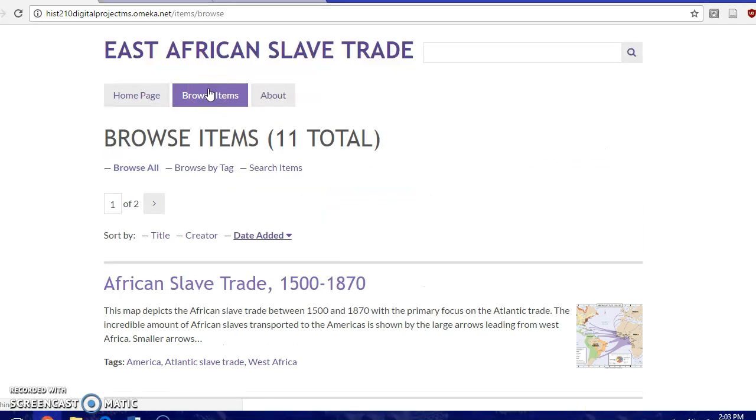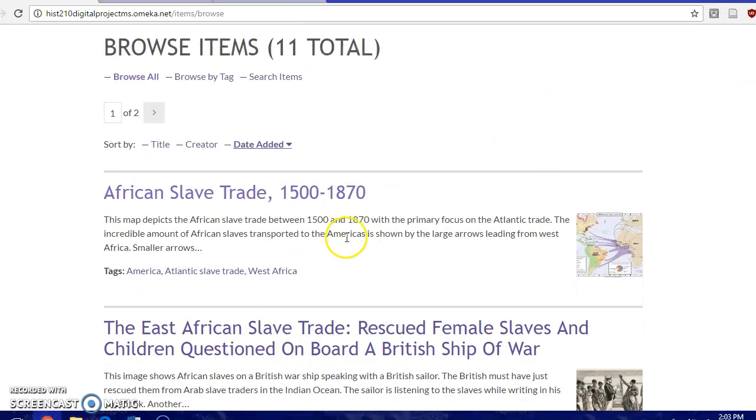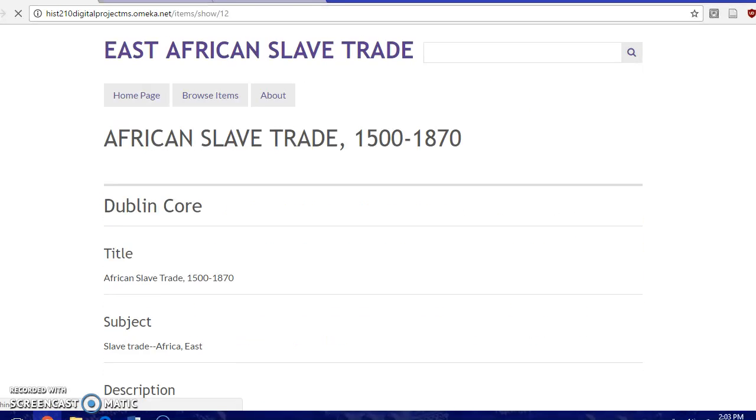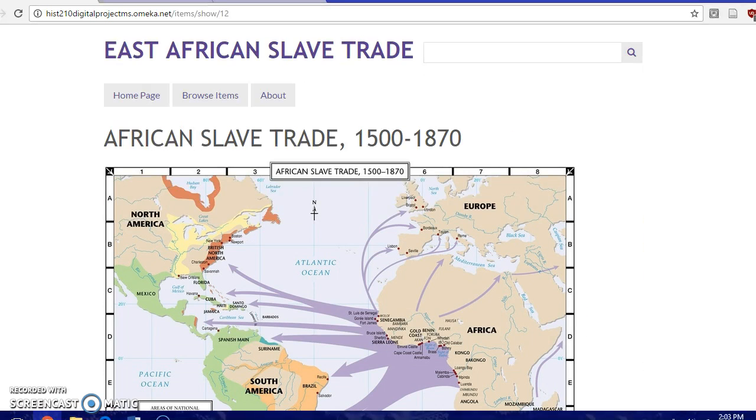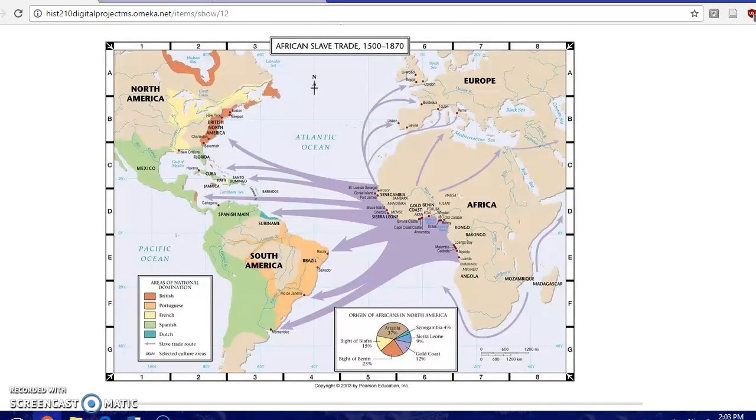For my first item, I am displaying a map called the African Slave Trade, which discusses the slave trade between the times 1500 and 1870. As you can see, it depicts the African slave trade, mainly focusing on the West African trade. The size of the arrows reflect the volume of slaves transported.